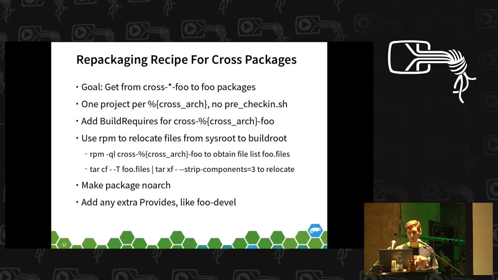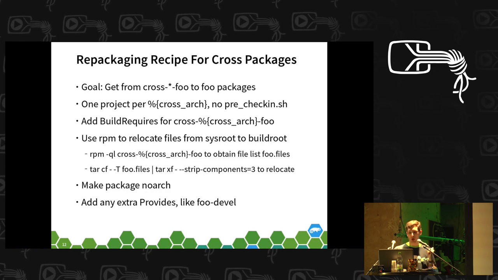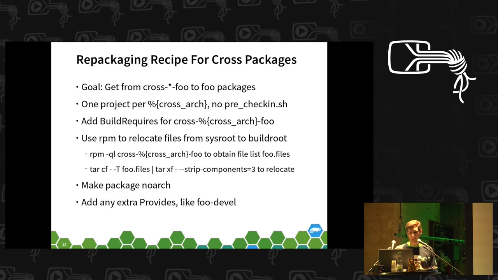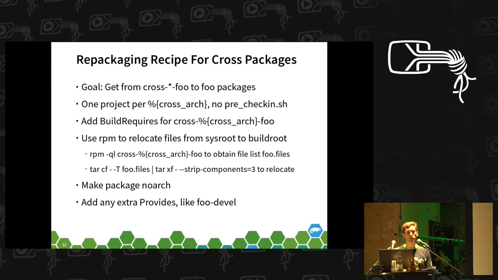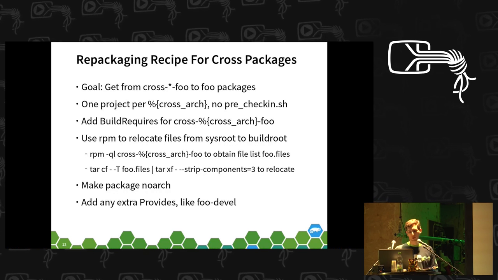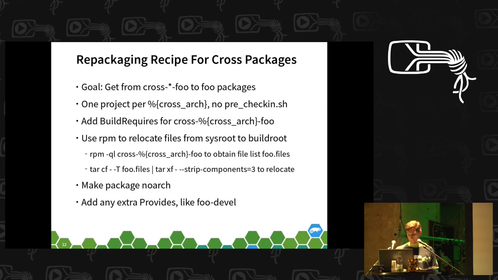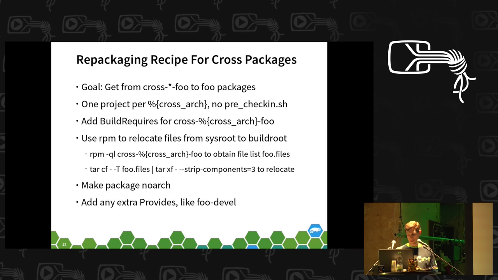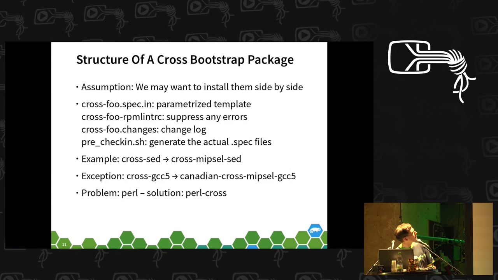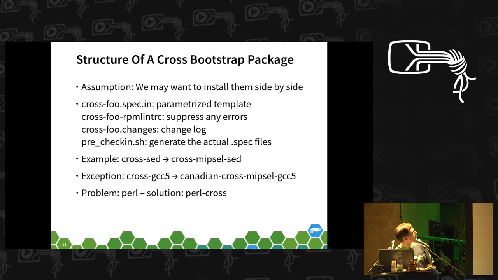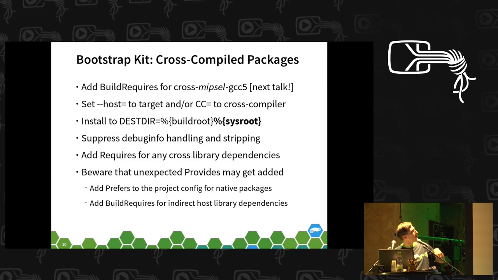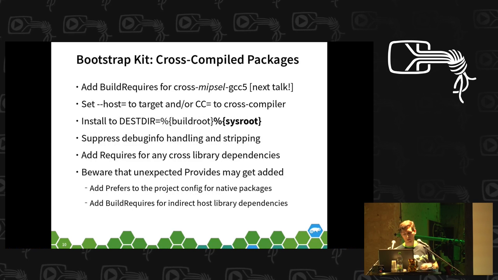And then my trick here is to use RPM to first obtain the list of the files that are actually contained in the cross package, and then use that list of files in order to move them from the original location to the install location where we have them, which is, instead of on the last slide, where do we have it? All right, here. So we were installing to DESTDIR build root sysroot, and now we just want to install to DESTDIR build root.